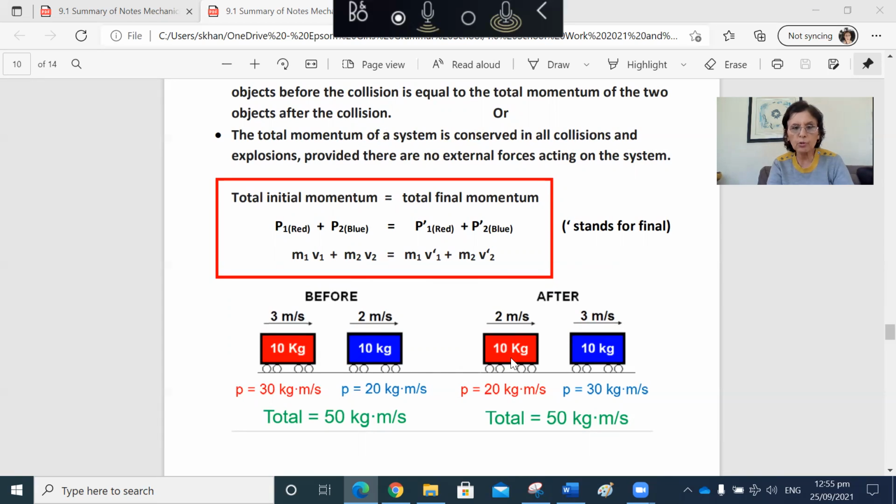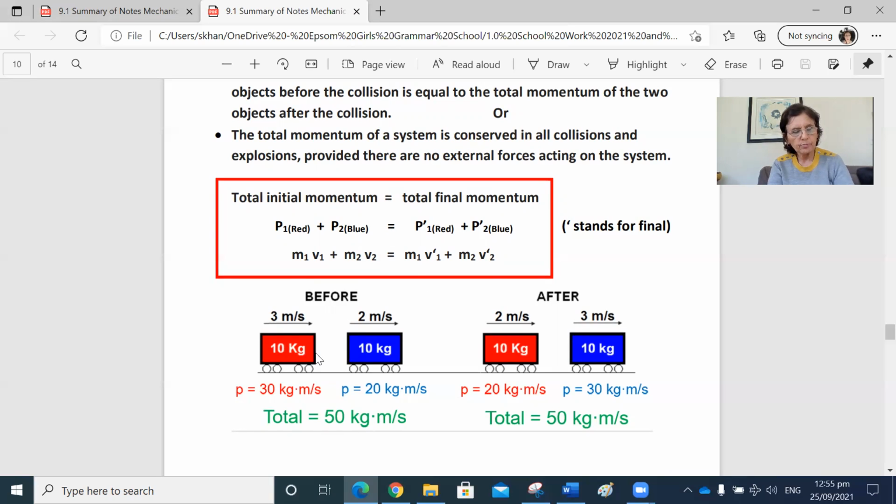Now, in a collision, this object might move in the opposite direction after the collision, and then the velocity will be taken as negative. Or after the collision, these two objects might just get joined together and move as one object, and then we can still use these equations to find the combined velocity of the two together. So that is the law of conservation of momentum.